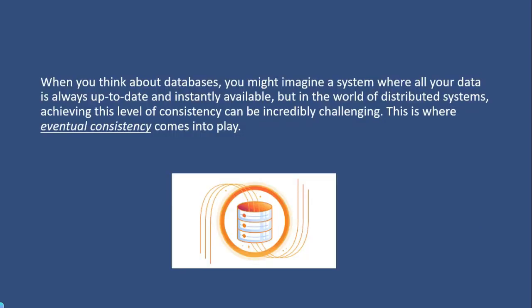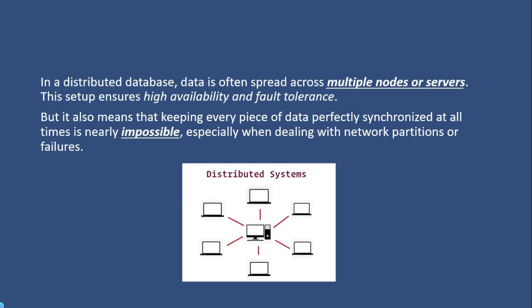First of all, whenever we think about a database, we always imagine a system where all the data is always up to date, fresh, and always available. But in the world of distributed systems, achieving this level of consistency can be challenging. This is where eventual consistency comes into play. In a distributed database, data is often spread across multiple nodes or servers. This setup ensures high availability and fault tolerance.